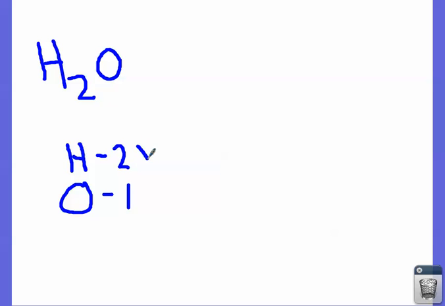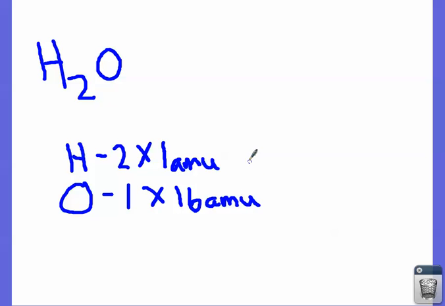So I look to the periodic table and find the mass of hydrogen. The average mass of hydrogen, rounded to the nearest whole number, is 1 AMU. Then I look at my oxygen, and I find on the periodic table that it has an average mass of, when rounded to the nearest whole number, 16 AMU. So again, we're always rounding to the nearest whole number with our average mass.